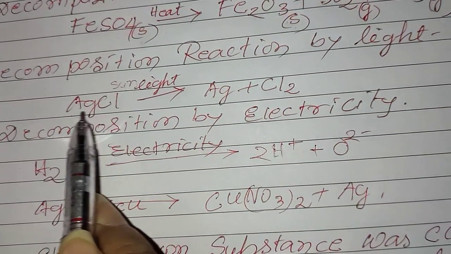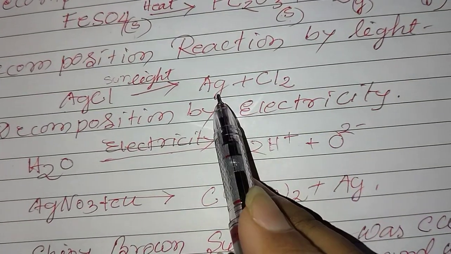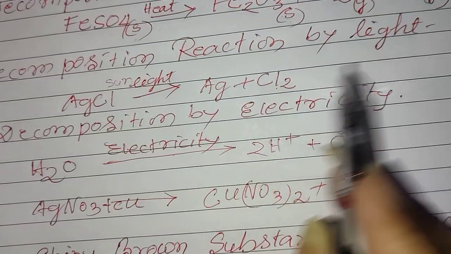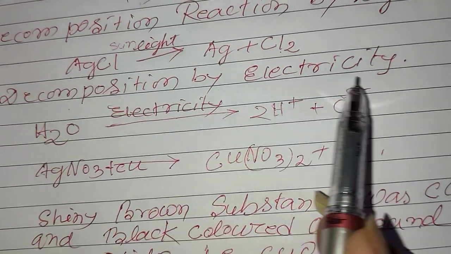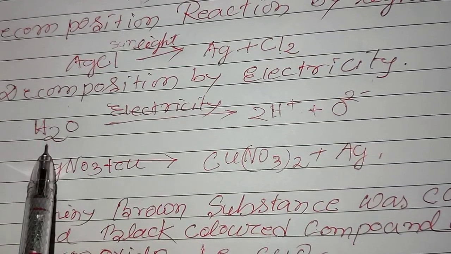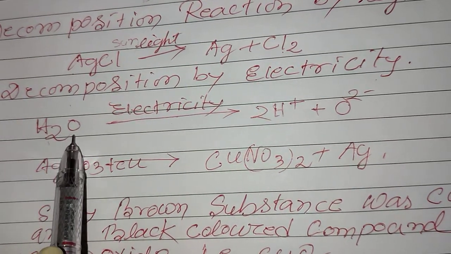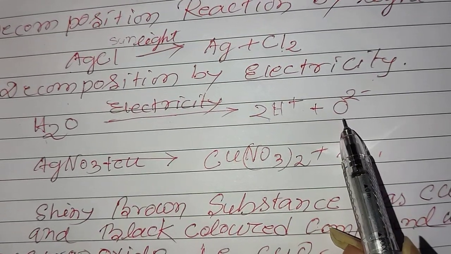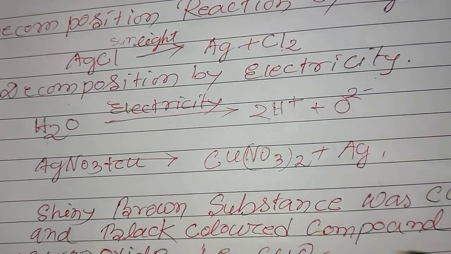So when silver chloride or silver bromide are exposed to sunlight, then it will form silver and chlorine. Okay, this is decomposition reaction by light. Next, decomposition by electricity. Whenever we pass electricity through water, the water molecules will decompose to form hydrogen, positively charged, and oxygen, negatively charged. So both will be in the form of gas.